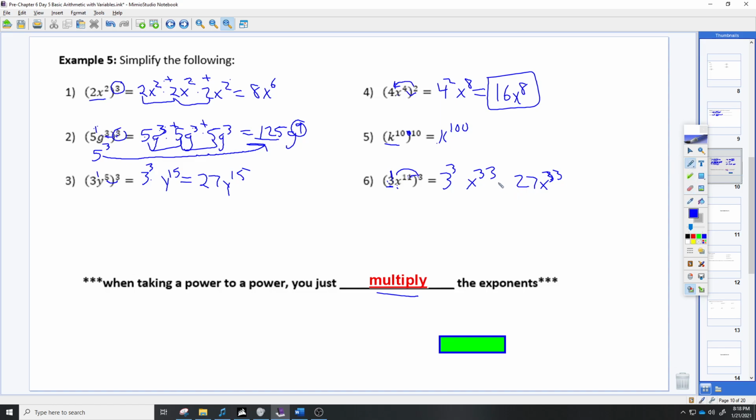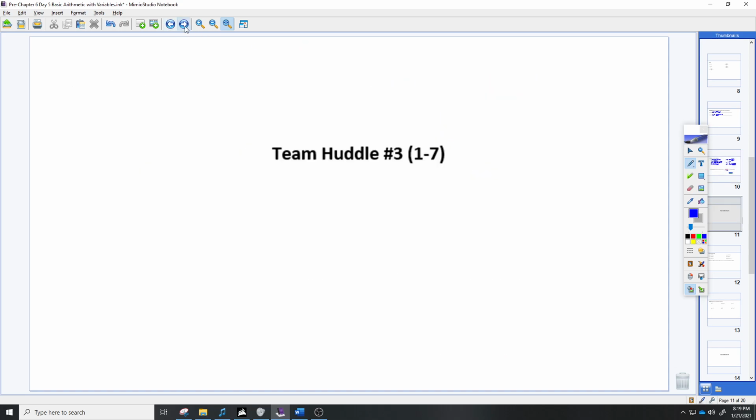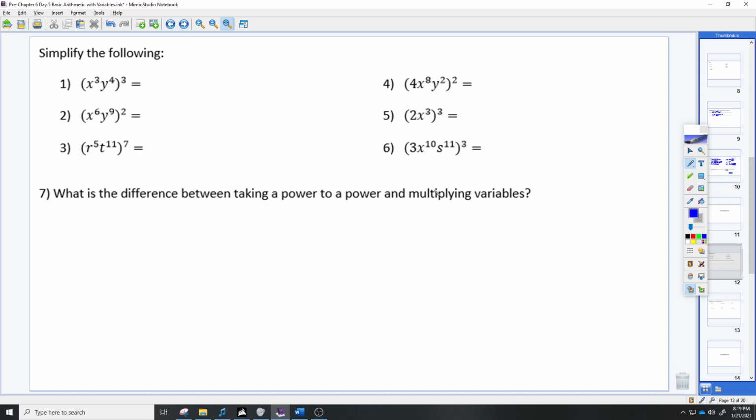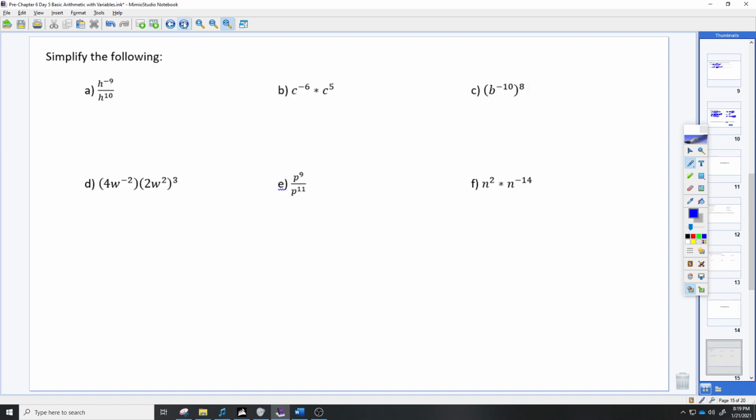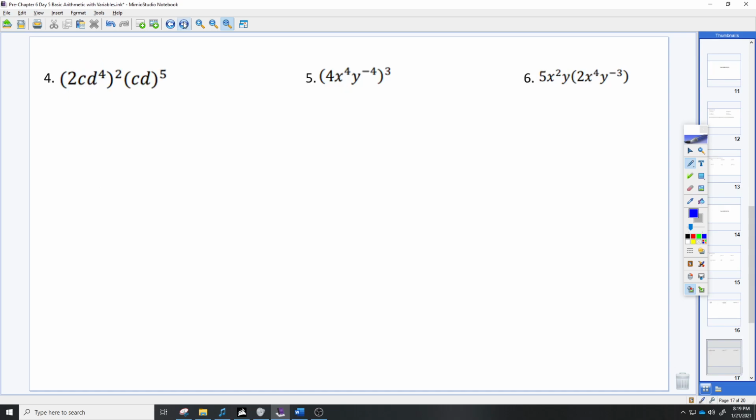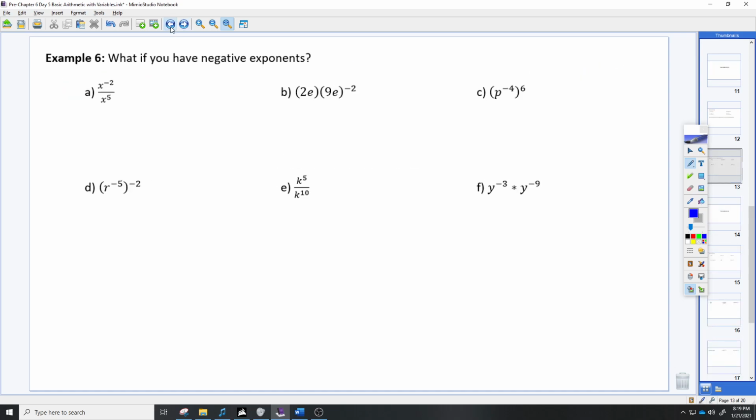That's your answer. But we're going to do a lot of practice with this, so if it's still kind of hazy right now, don't worry, we're going to do some more with it. There's a huddle that goes with this, 1 through 7. And we have one more set to do. And the rest of it is for you to finish. So the last part we're going to talk about is what if you have negative exponents and what happens there.